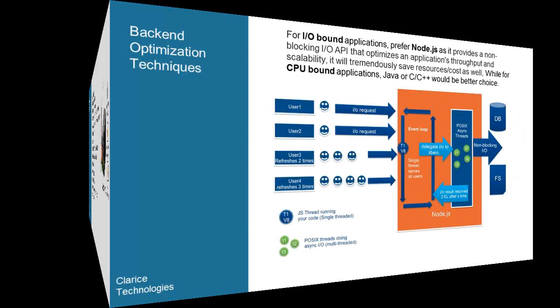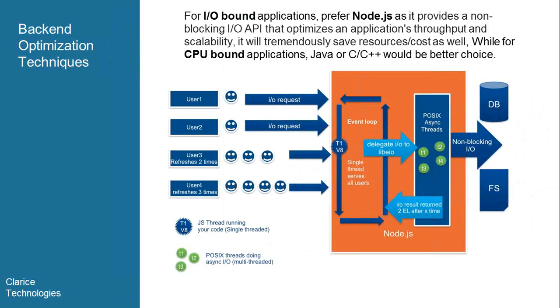How to handle those backends? Based on the project requirements, whether the application is IO bound or CPU bound, we have to make choices of the framework. Like Node.js serves better if it is an IO bound application. It provides non-blocking IO APIs. It optimizes application throughput and scalability. And if it is CPU bound, it's often best to go for a Java or C++ based solution.